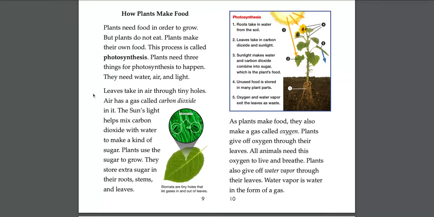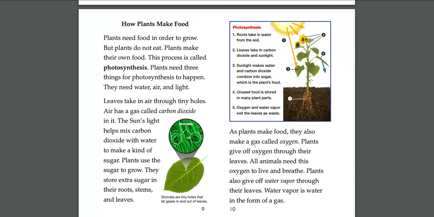The next section is how plants make food. Plants need food in order to grow, but plants do not eat. Plants make their own food. This process is called photosynthesis. I'm going to say that one more time for you. Photosynthesis. Plants need three things for photosynthesis to happen. They need water, air, and light. Leaves take in air through tiny holes. Air has a gas called carbon dioxide in it. The sun's light helps mix carbon dioxide with water to make a kind of sugar. Plants use the sugar to grow. They store extra sugar in their roots, stems, and leaves.